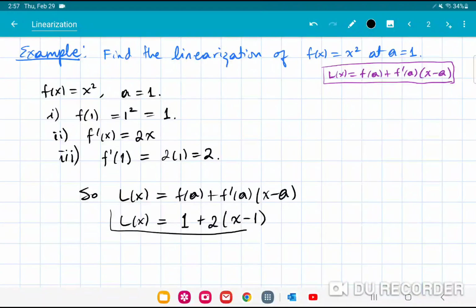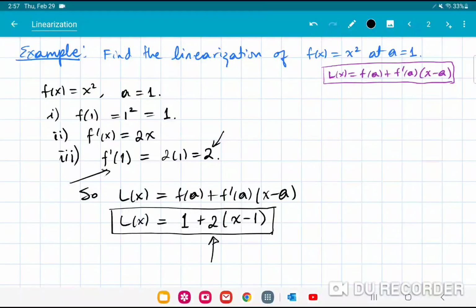There is a reason for that. We'll see that when we see an example with a little bit more expansion to it. Basically, the slope of this function is 2, which is the derivative of f at 1. That's the slope of this function.